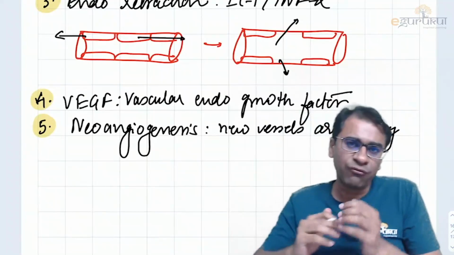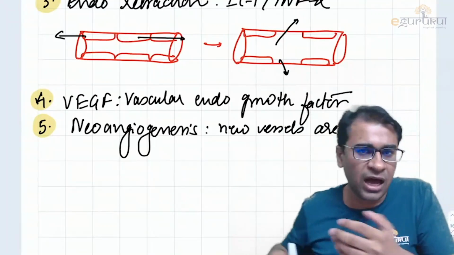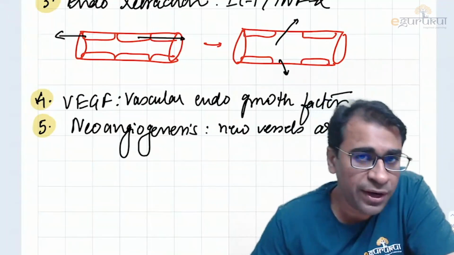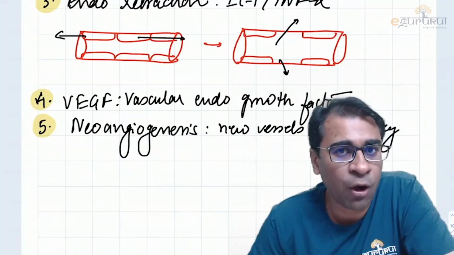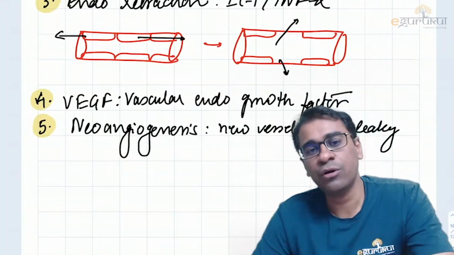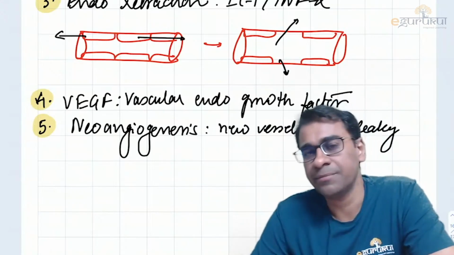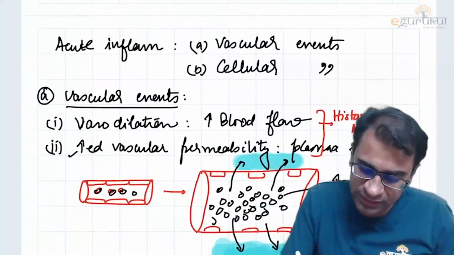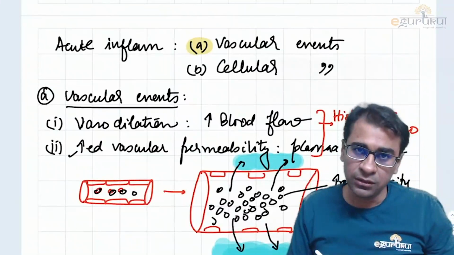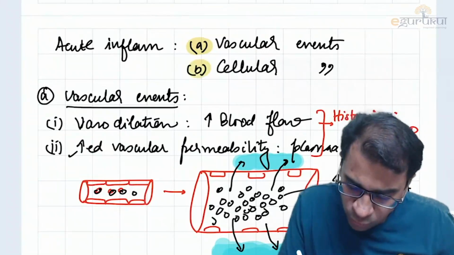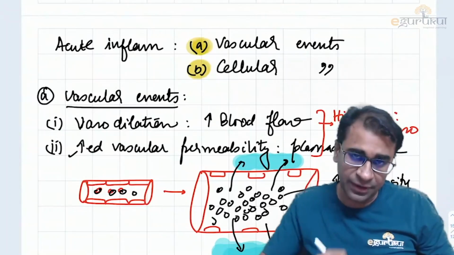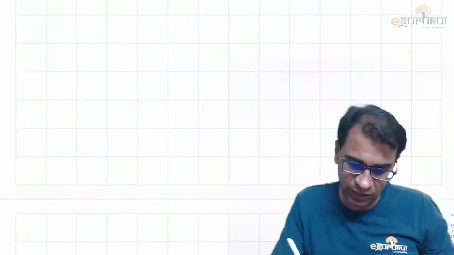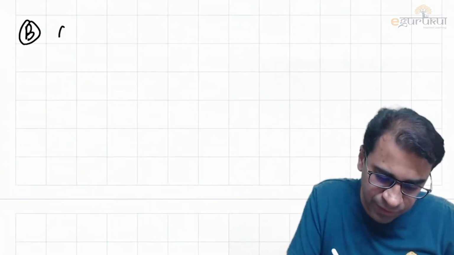Now, if you ask me, sir, what happens because of increased permeability? The answer is quite true and correct. What is it? It's edema. So, fluid and cells will often come out as exudation only because of increased vascular permeability. This was what we talked about, what is called a vascular event. Let's now talk about what is called a cellular event.